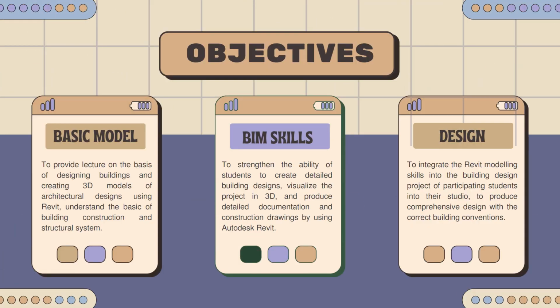So there are three objectives for this program. The first one will be basic modeling, where we provide lectures on the basics of designing buildings and create 3D models of architectural design using Revit. Second will be BIM skills, to strengthen the ability of students to create detailed building designs, which has the programs in 3D, and produce detailed documentation and construction drawings. And the third one will be design, where the students integrate their Revit modeling skills into their studio project.